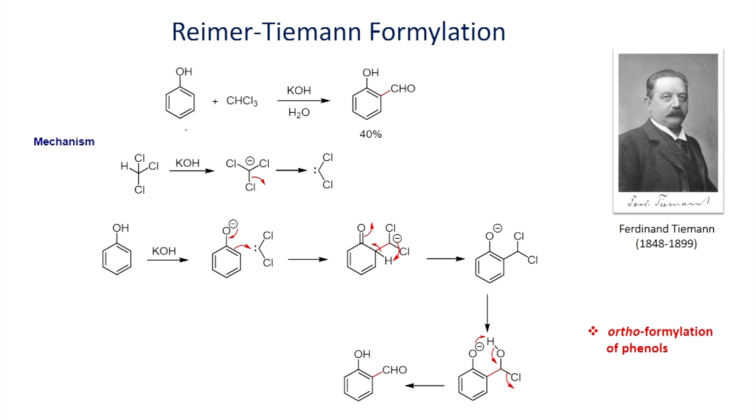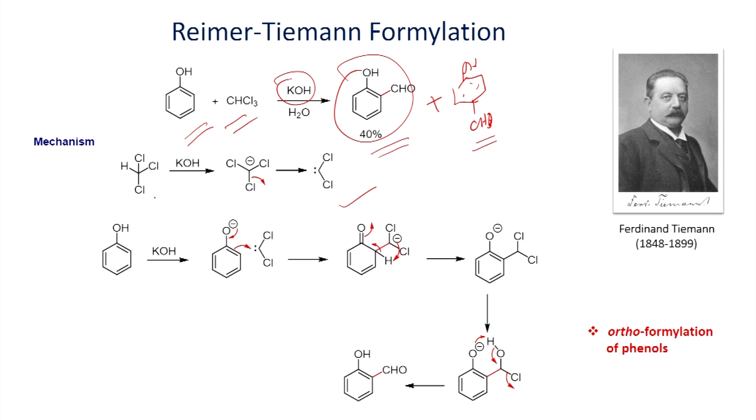But here, if you look, the phenol can be readily reacted with chloroform in the presence of base to give salicylaldehyde as the product. This reaction also gives a reasonable amount of 4-hydroxybenzaldehyde as the byproduct. The mechanism of this reaction is shown here. Base can deprotonate this proton, then you will form this salt. Once you form the salt, it can lose a chloride, so you will form the carbene. This carbene is the electrophile in this reaction.